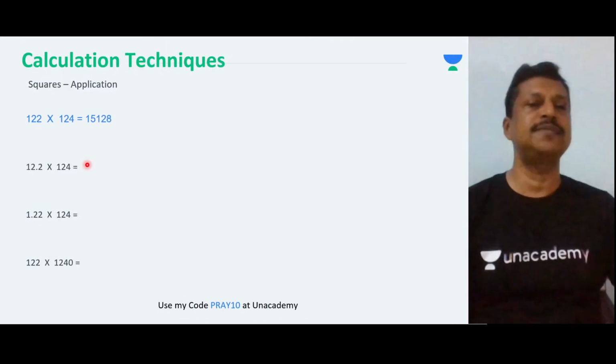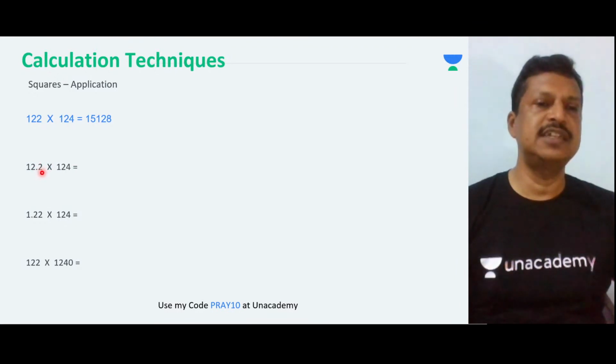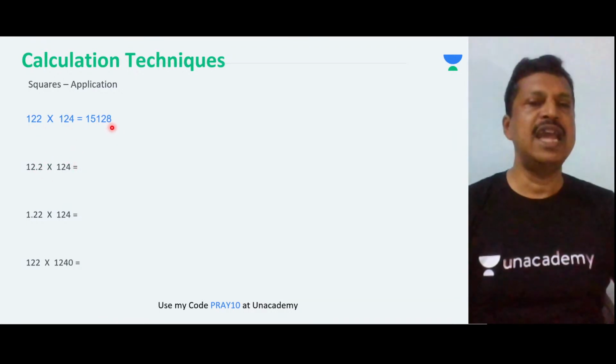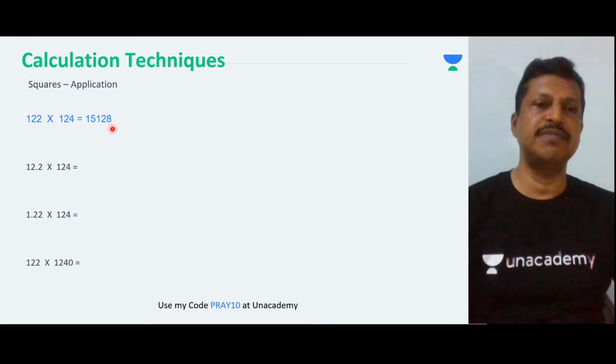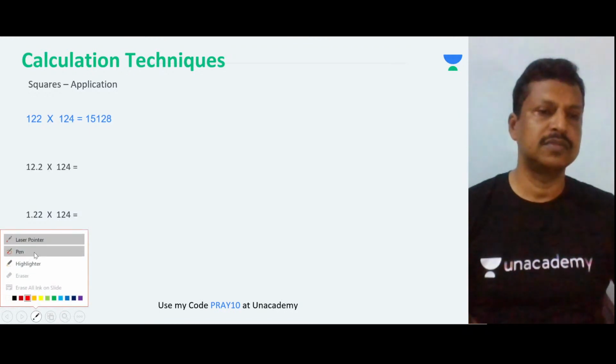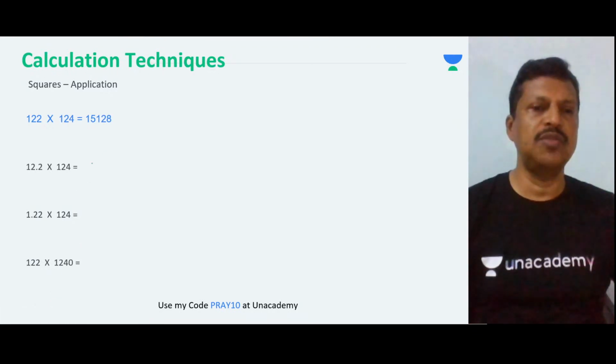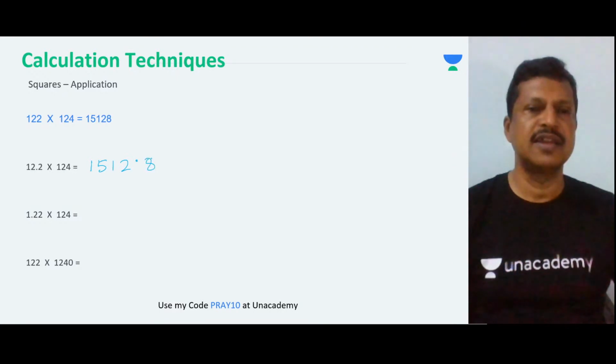So what is my answer? If you look at that, there is one decimal point, a decimal point after one digit. So what is the final answer? My answer will be this only, but here I have to put the decimal point after one digit from the right side. So this comes out to be 151.28. That will be the first one.